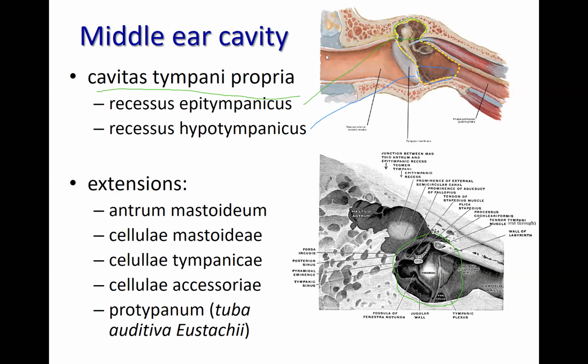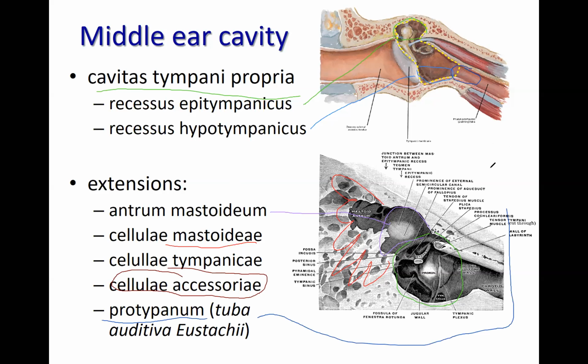What else? The largest cell is the mastoid antrum, and the mastoid antrum then opens into smaller mastoid cells, which are here. And then we have other cells, and the other cells we can just cover in the term of accessory air cells. And then you can meet the term protympanum, and protympanum is another synonym to the auditory tube, mainly to the osseous part of the auditory tube. So these are all the ventilated spaces here.